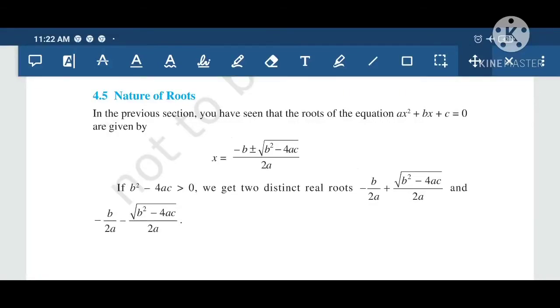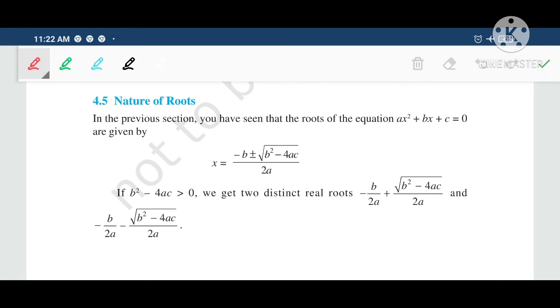Nature of roots. So, nature of roots by discriminants. In the previous section we have seen roots of an equation. The basic form of a quadratic equation is ax square plus bx plus c is equal to 0. So how can you find the roots using this quadratic expression?